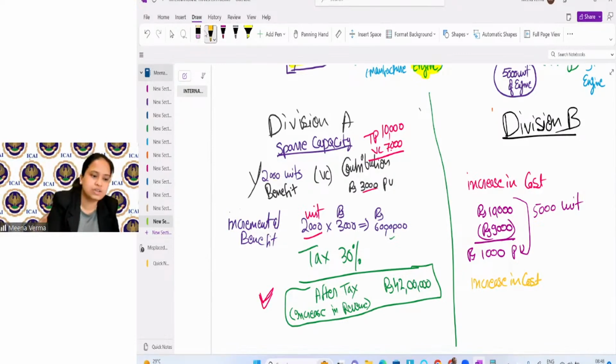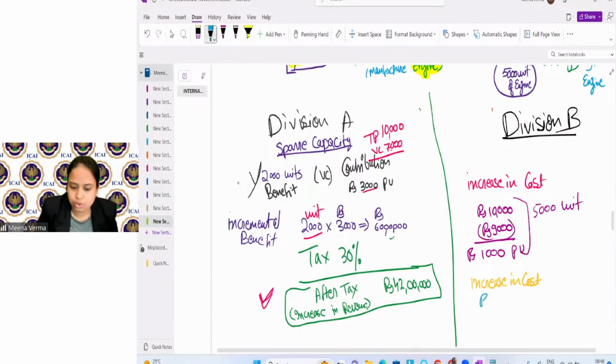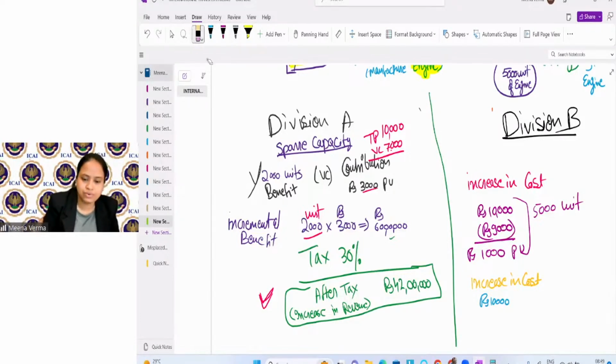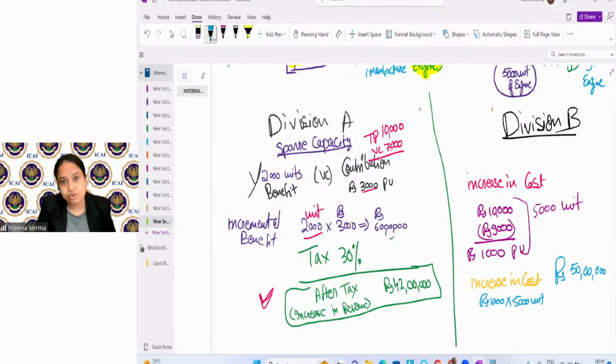So total increase in cost will be what? Rupees 1,000 into 5,000 units. Right? This will be rupees 50,000. Increase in cost here is rupees 50,000, 50 lakh.